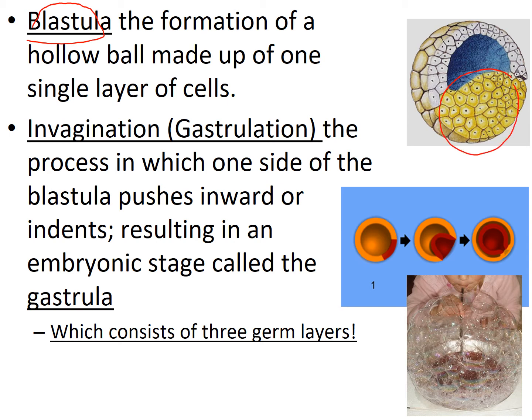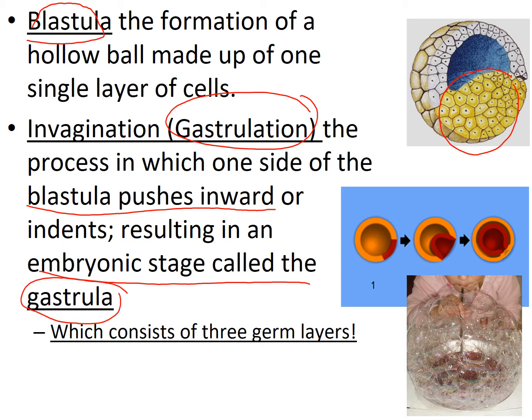Once we get to the next one, it's called invagination or gastrulation, and this is when the side of the blastula pushes inwards, causing it to now be embryonic. Whenever you have a full embryo, that means there is a baby on the way. This is called the gastrula. And again, during this time, it has three germ layers.